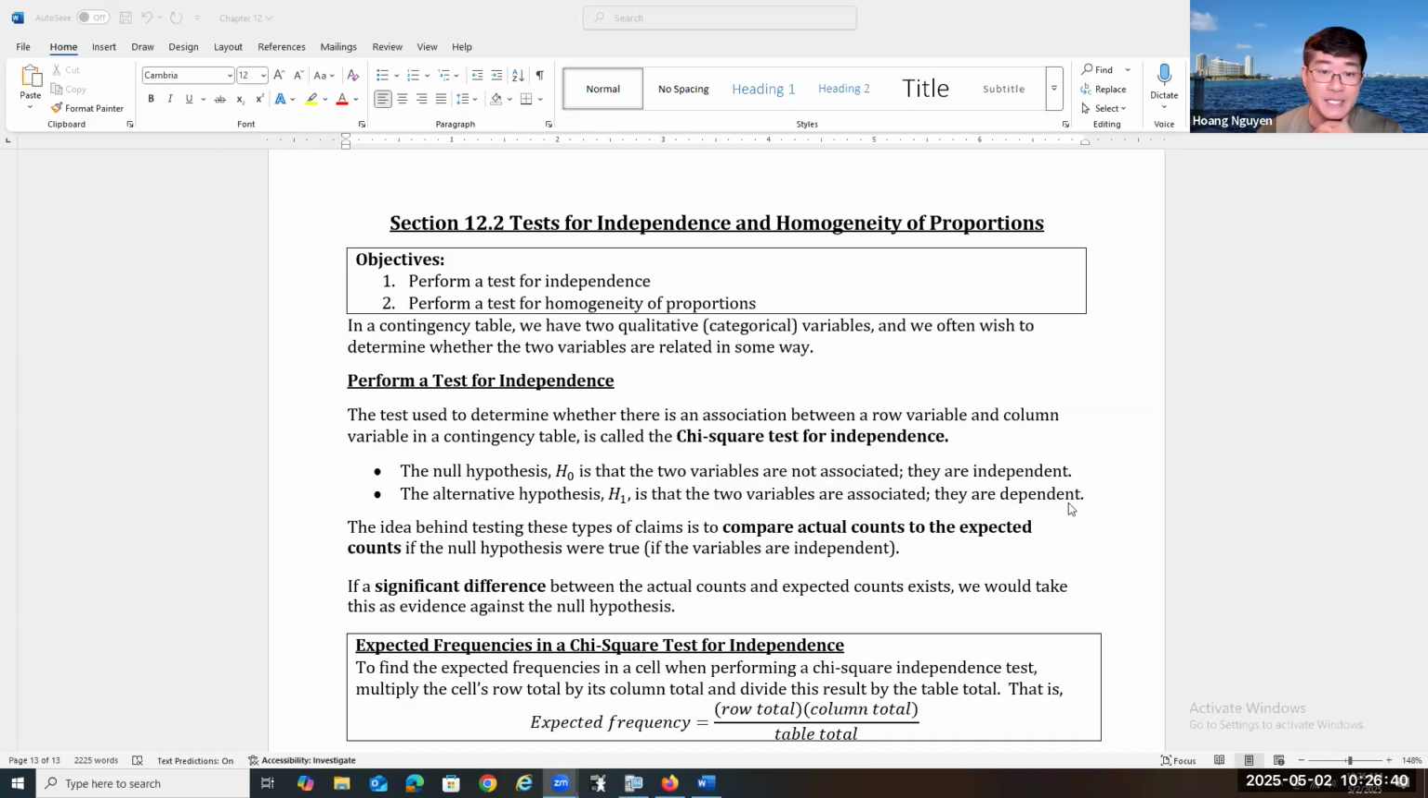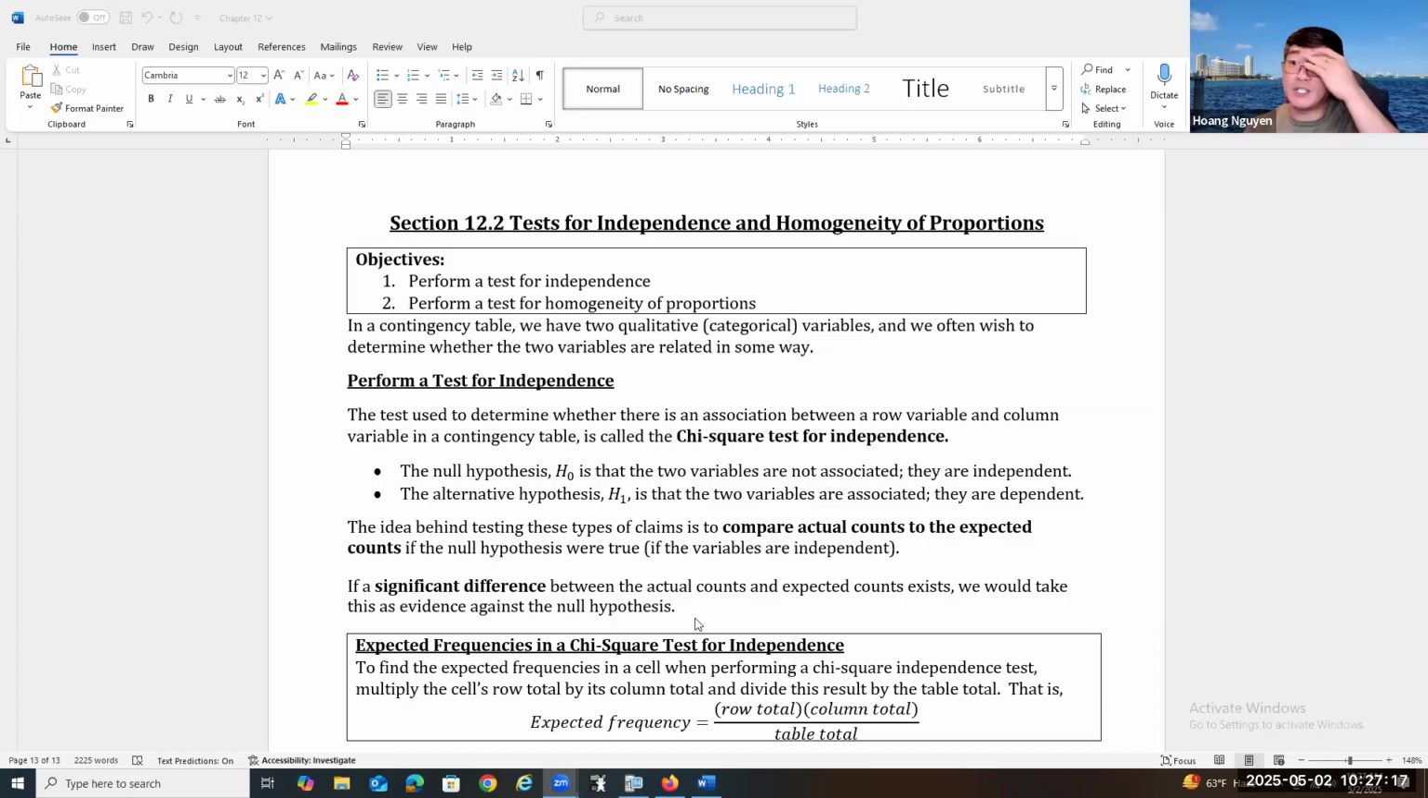So the idea behind testing these types of claims is to compare the actual counts to the expected counts. It's kind of similar to the previous recording, 12.1. We compare the actual count, which is the observed, and the expected count, which is what we expect if the null hypothesis is true. If a significant difference between the actual counts and the expected counts exists, we take this as evidence against the null, which means we reject the null.